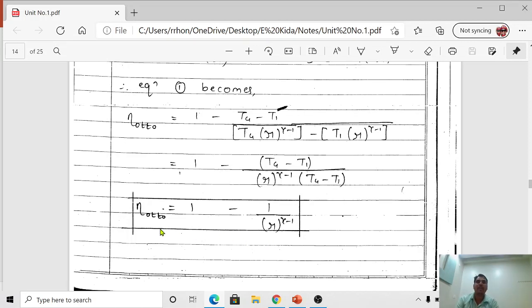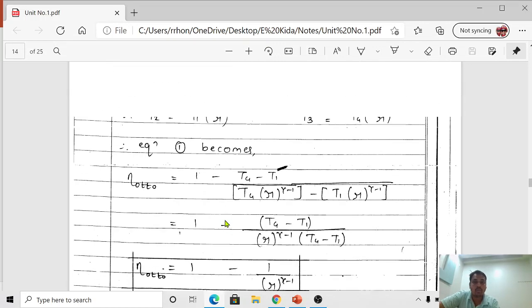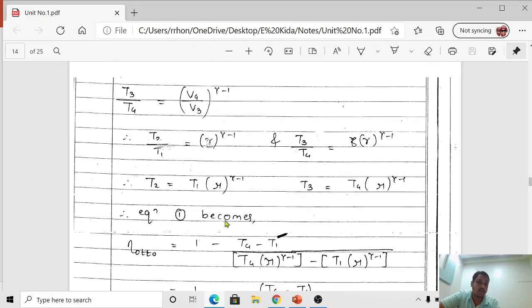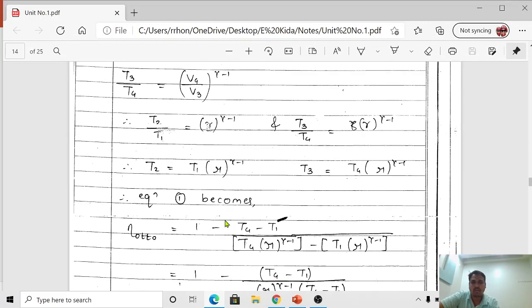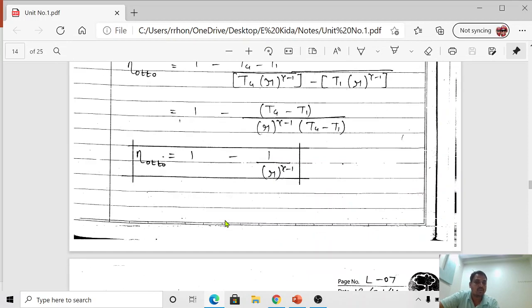We can say the efficiency of the Otto cycle is equal to 1 minus 1 by R raised to gamma minus 1. So this derivation is very important. It will be asked for 6 to 8 marks: explain the Otto cycle in detail along with its efficiency derivation. Okay, hope you understood this derivation well. You have to do some practice to understand this. Here I explained each and every term for your understanding.